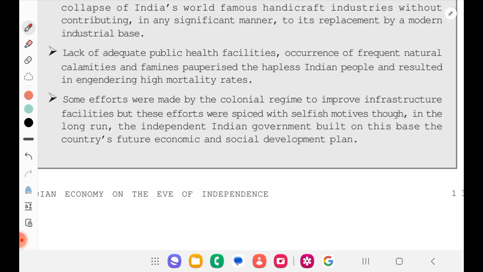engendering a high mortality rate. Some efforts were made by the colonial regime to improve infrastructure facilities, but these efforts were spiced with selfish motives, though in the long run, the independent Indian government built on this base for the country's future economic and social development plans.